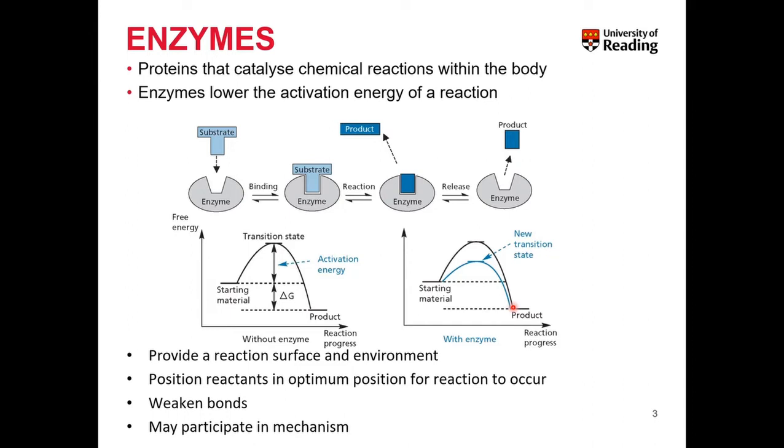Now it can do this by weakening chemical bonds within the substrate, or it could react to form new chemical bonds within the substrate. But ultimately it will do this by weakening other bonds. Now the enzyme may participate in the reaction mechanism itself, so it may be that functional groups within the enzyme directly react with the substrate, or they may just provide a scaffold for the reaction to occur.